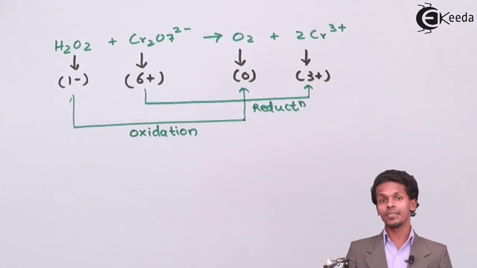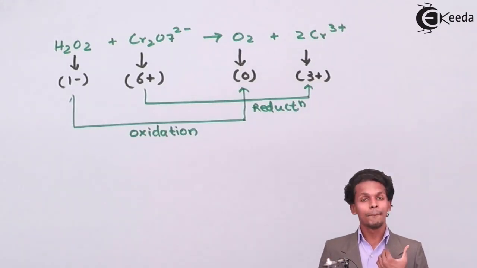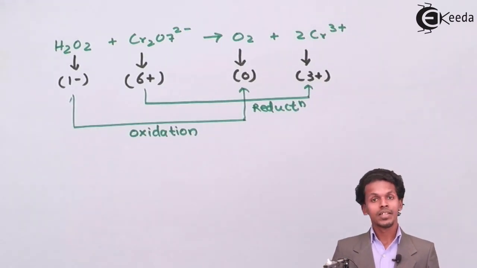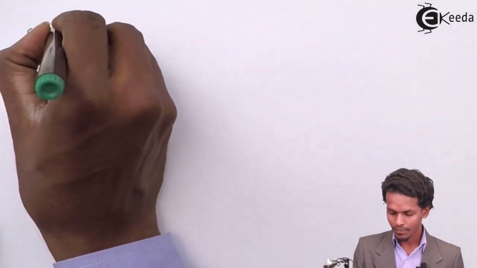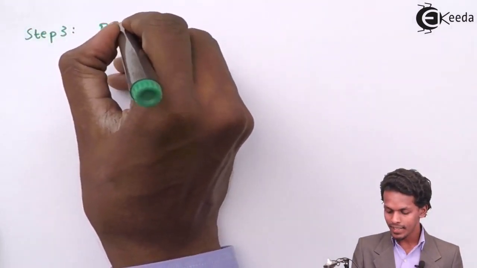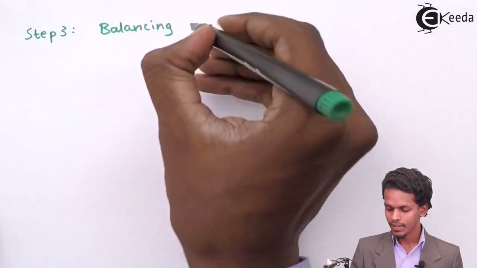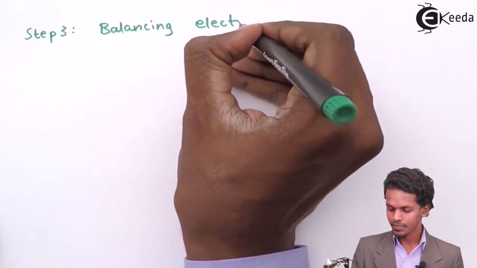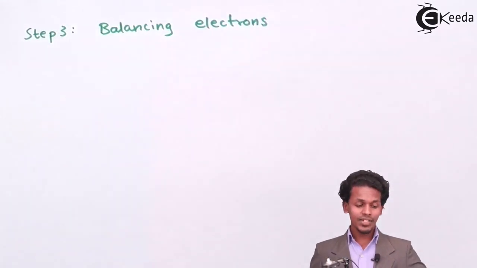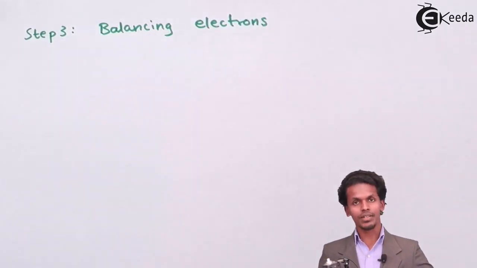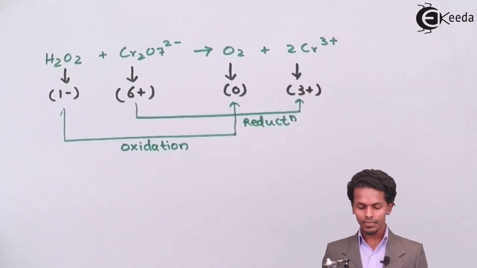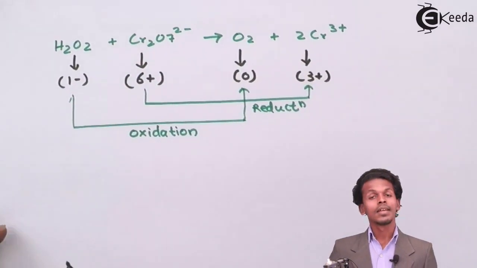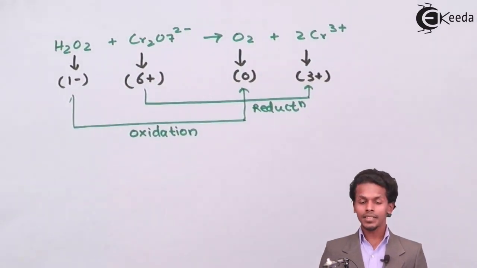The second step which we are going to do is balancing the electrons. Let us see how we can balance it. For that, I would write step number 3 as balancing electrons. The last equation that we did recently in step number 2 was this one.